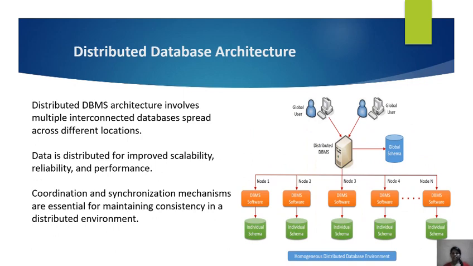Now let us see about distributed database architecture. Distributed database management system, that is nothing but DBMS architecture, involves multiple interconnected databases spread across different locations. Data is distributed for improved scalability, reliability and performance. Coordination and synchronization mechanisms are essential for maintaining consistency in a distributed environment. And here is an example of the distributed database architecture.